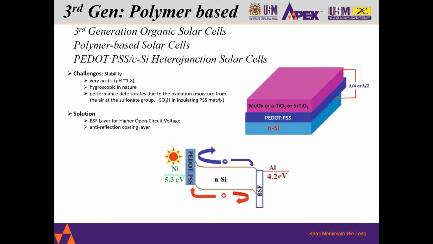As a solution, the first one is the introduction of a higher open circuit voltage. And the second one is the introduction of an anti-reflection coating layer, such as this, using an AR coating of molybdenum oxide, amorphous TiO2, or even strontium titanate.